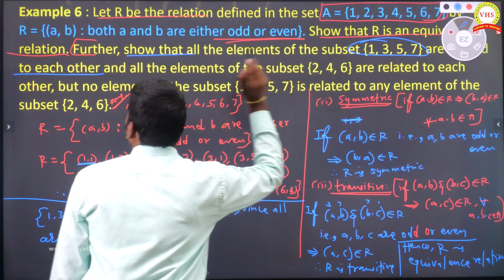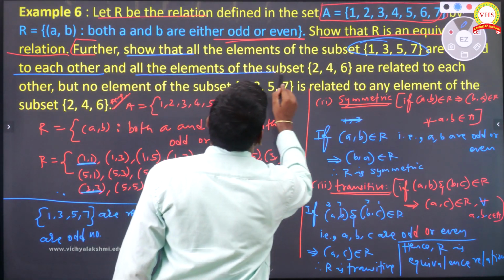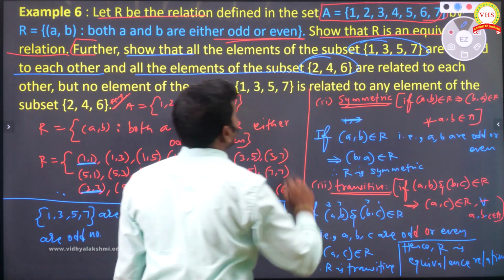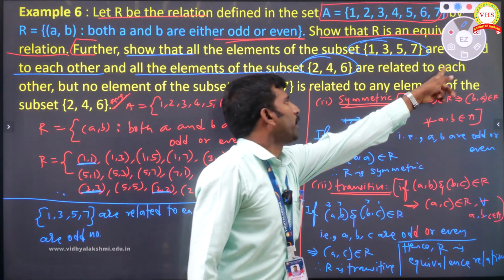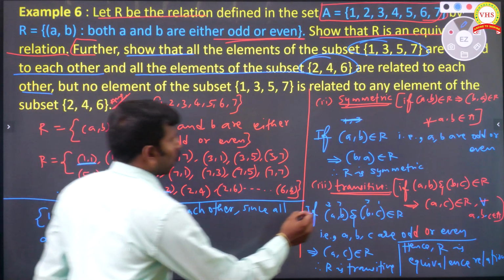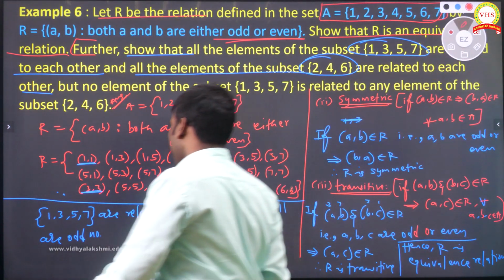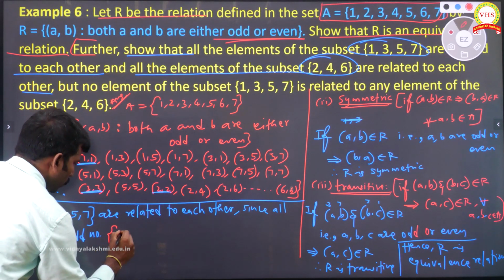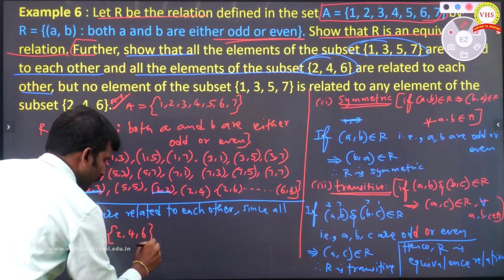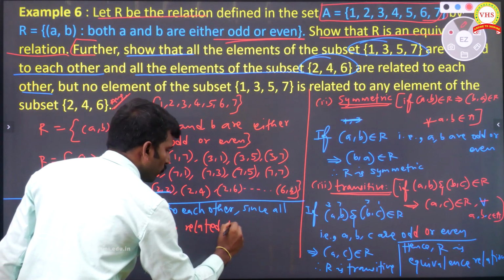Next line. Next line says what? And all elements of the subset {2, 4, 6} are related to each other. Yes, that is also true. That is also true only. Next line, I will continue. Next line: 2, 4, 6 are related to each other.